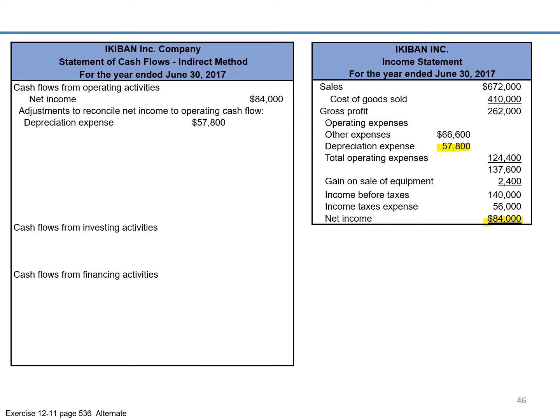Okay, $57,800. We're going to add that back. Then we have a gain on sale of equipment. Well, the gain was added to get to our 84,000 net income, right? It's not cash. And if that's our starting point for cash, we're trying to get that net income number to be a cash number, not anything else, right? Because that's our basis for our statement. So we need to undo the effect of the gain on sale. So we're going to subtract that. Okay.